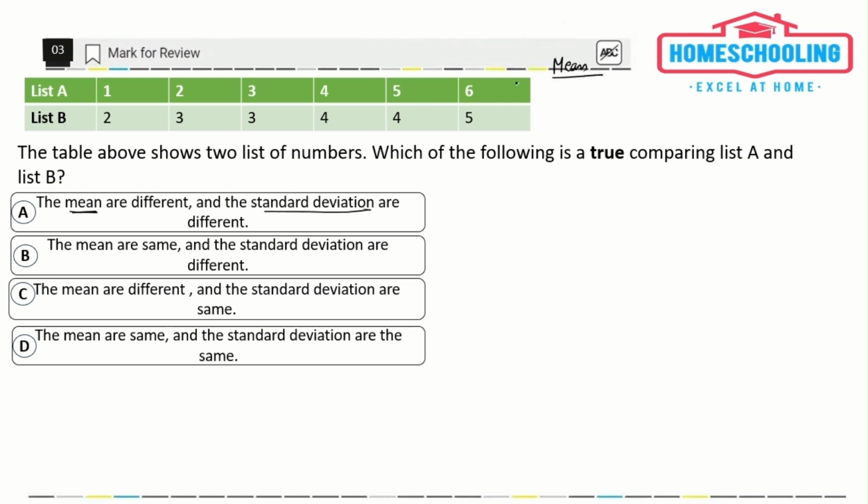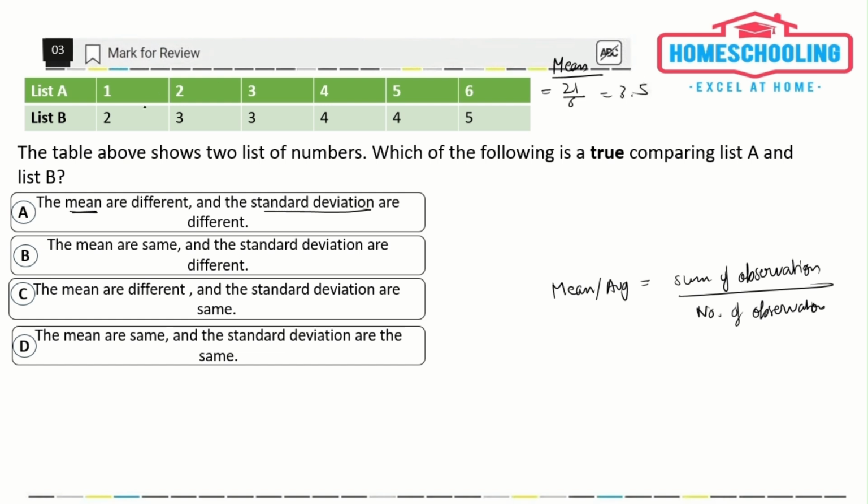As we have read in the previous parts, mean or average, both are the same thing. Mean is equal to the sum of observations divided by the number of observations. So if we sum all of them, 1 plus 3 plus 3 plus 4 plus 5 plus 6, the sum would be 21, divided by the number of observations. 1, 2, 3, 4, 5, 6. So 6 observations are there. So 21 divided by 6 is going to be 3.5.